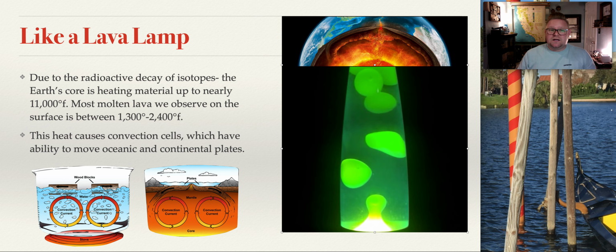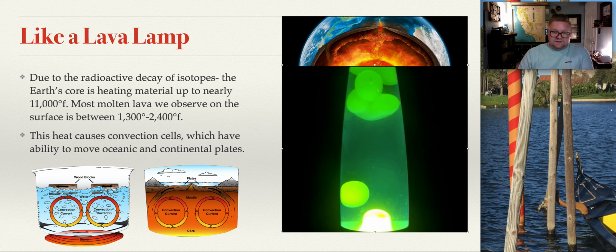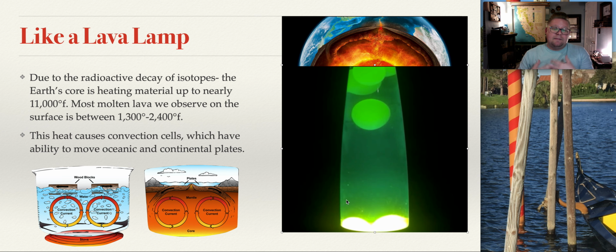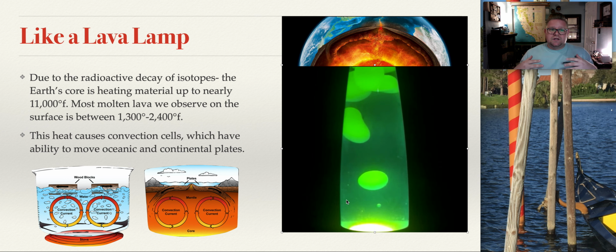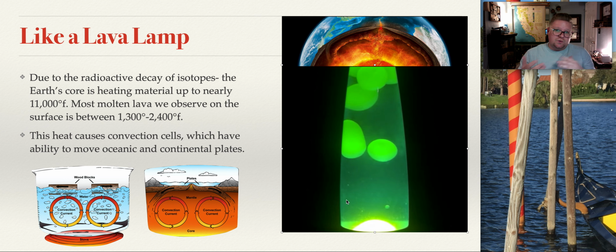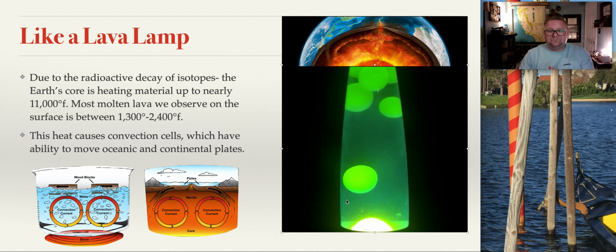Some fun facts. Again, this is molten material. We call that magma. It's underneath the Earth's surface. Once it's been pushed out onto the surface, we call that lava. Most of the lava that we observe is between 1300 and 2400 degrees Fahrenheit. So it's incredibly, incredibly hot.